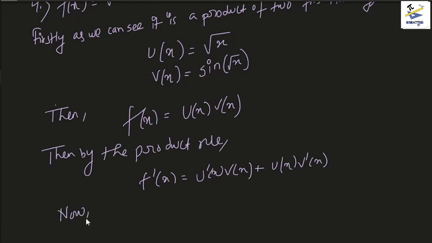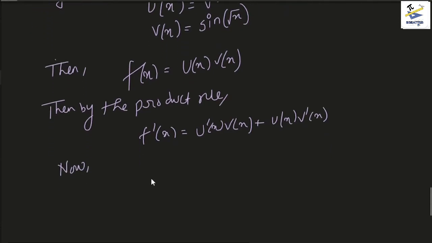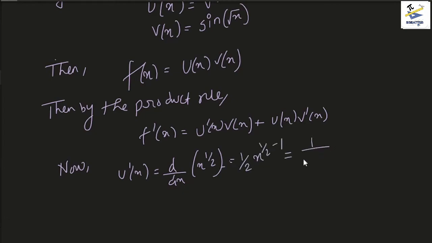Now u prime x is an easier one because it's just x to the power half. Now u prime x is just d/dx of x to the power half, which basically is half into x to the power half minus 1, or this just becomes 1 by 2 root x, right?